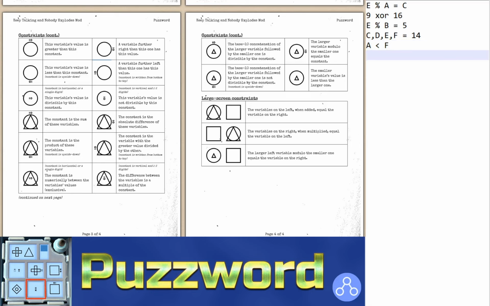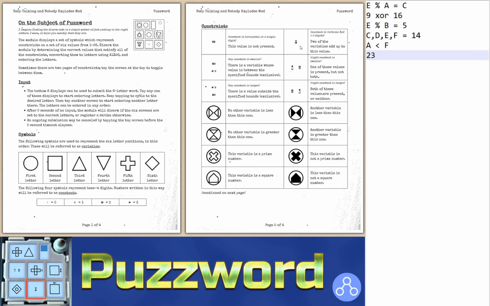Next, we have a vertically written 113, which is 16 plus 4 plus 3, which is 16 plus 7, which is 23. What does that mean when it's written vertically? Well, let's look at this. It says two of the variables add up to this value. Okay, so a sum of 23 exists somewhere in the puzzle, but we don't know which two variables it is that add up to that. We have to find that out.